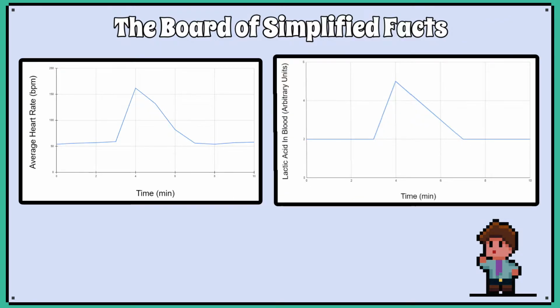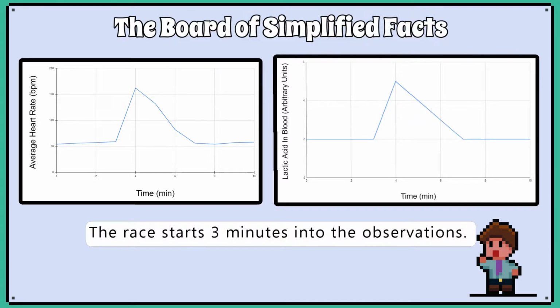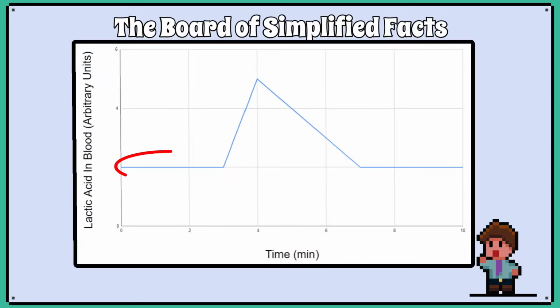This data shows us the heart rate and the lactic acid in blood of an athlete before, during, and after a 200-meter sprint. The race started at the 3-minute mark and lasted around 25 seconds. We need to explain the data using our knowledge of anaerobic respiration and oxygen debt. Prior to the race starting, we can identify what a normal level of lactic acid is on the graph. Then, at the 3-minute mark, as the race starts, we see a rise in lactic acid in the blood.